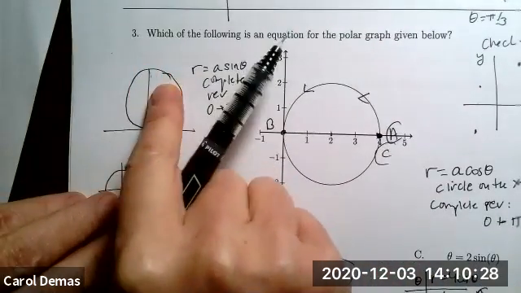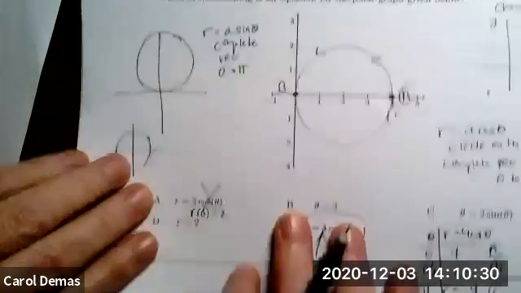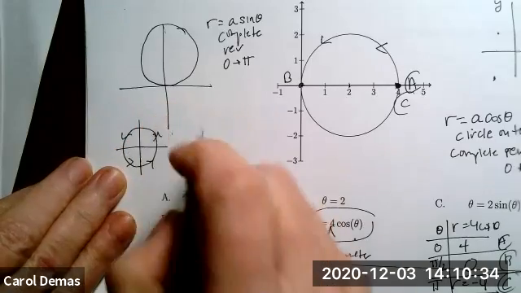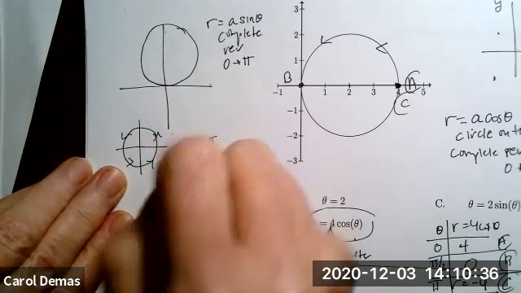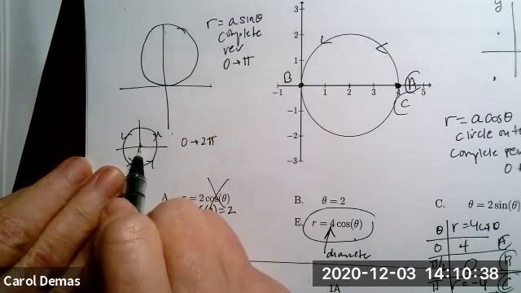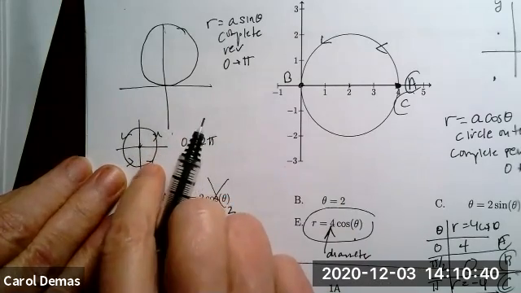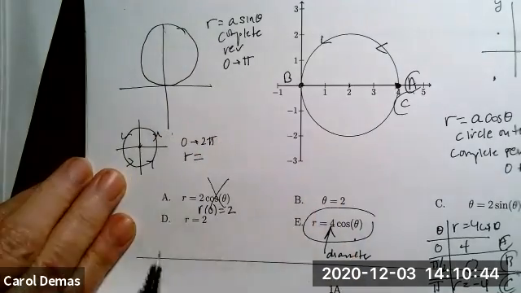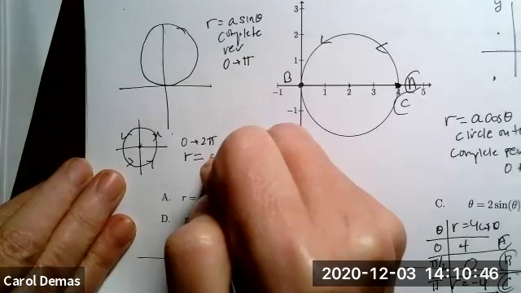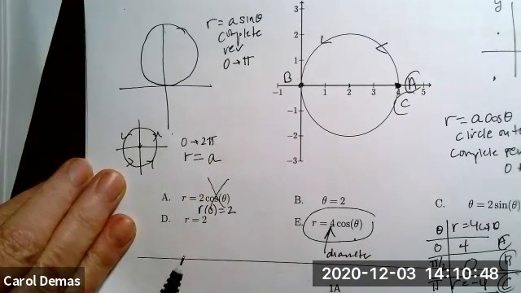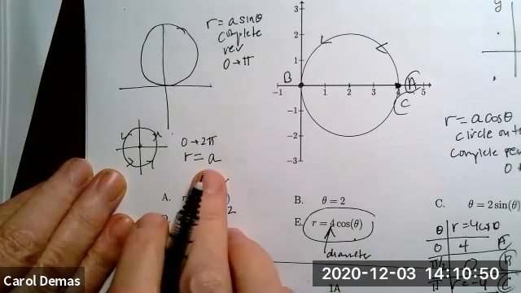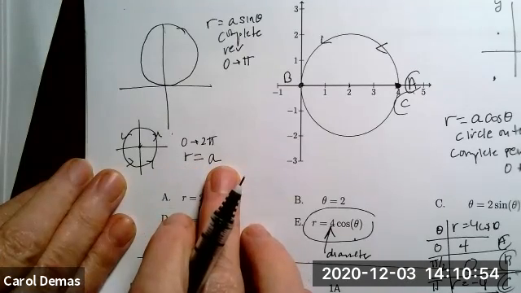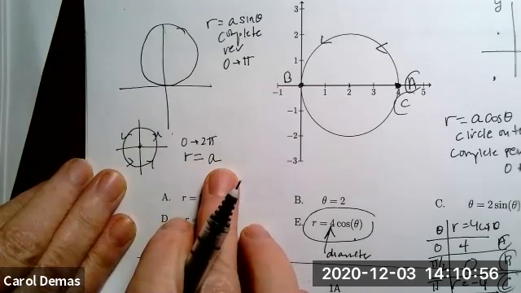Same for circles on the y-axis. But for this one, to make a complete revolution is 0 to 2 pi. And that's because it's centered at the origin. And how do you denote a circle centered at the origin? Does anybody remember? Just a constant, right? R is a constant. The radius is a constant.